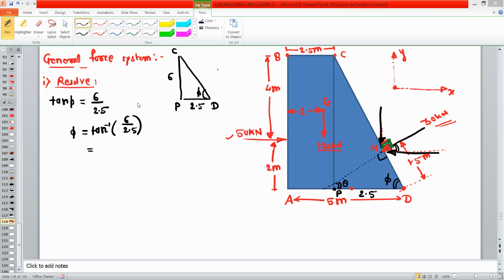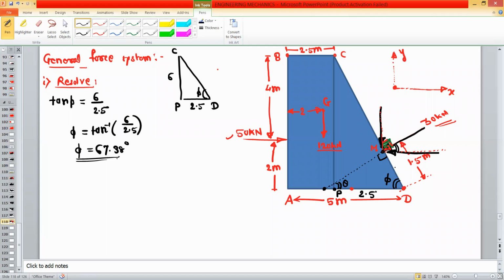So can you tell me what is the answer for phi? Yes, you can check this answer. It is 67.38 degree. So have you got the same answer for phi? So now observe this triangle, this small triangle.